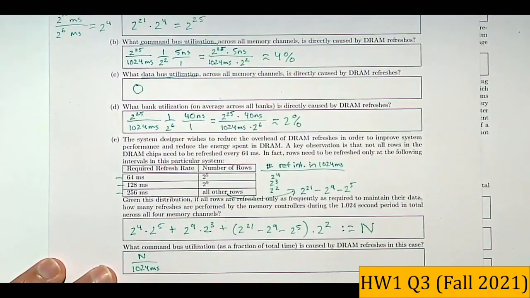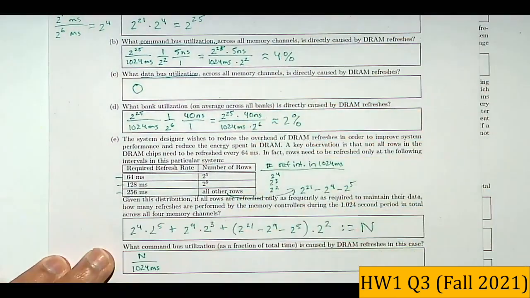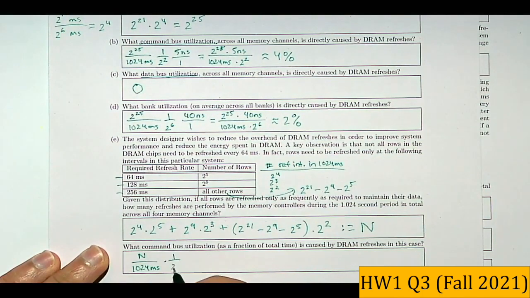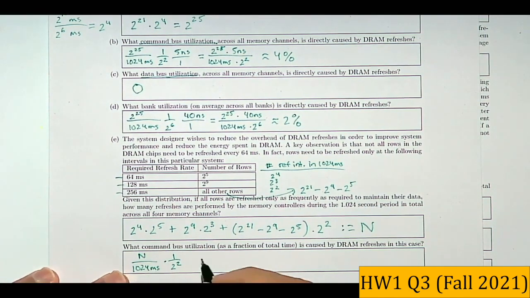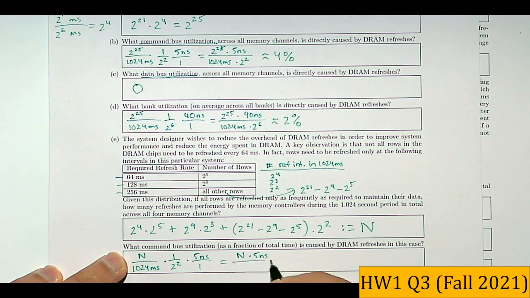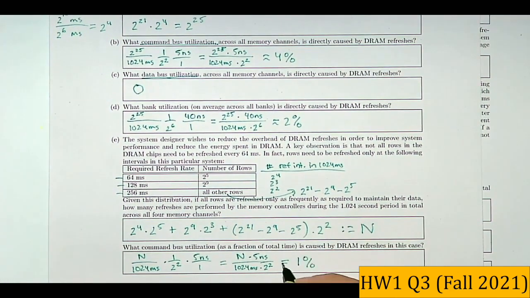We basically do the exact same thing as up here. We have n refreshes total in the system, but we know that we have 4 different memory controllers and therefore 4 different channels, so we have to scale this by 4. We essentially divide n by 2 to the 2, and that's the number of refreshes per channel, happening over this time period. We know that each single refresh operation keeps the command bus busy for 5 nanoseconds, so 5 nanoseconds per 1 refresh. The answer then is just n times 5 nanoseconds over 1024 milliseconds times 2 to the 2. Once again, you could go ahead and simplify it. Based on the solutions, this ends up being about 1%.